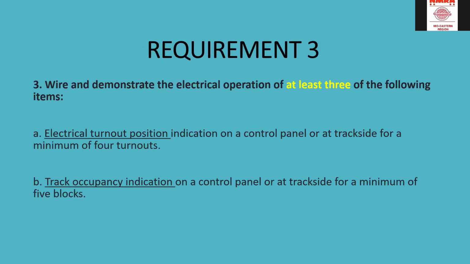Requirement number 3, wire and demonstrate the electrical operation of at least 3 of the following items. We talk about electrical turnout position indication on a control panel or at a track side for a minimum of 4 turnouts. So as an example, we could set up an LED that would indicate whether the switch is normal or thrown. So that'd be one way to do it. And there's also the ability to have track occupancy indication on a control panel or at track side for a minimum of 5 blocks. So those are the requirements there.